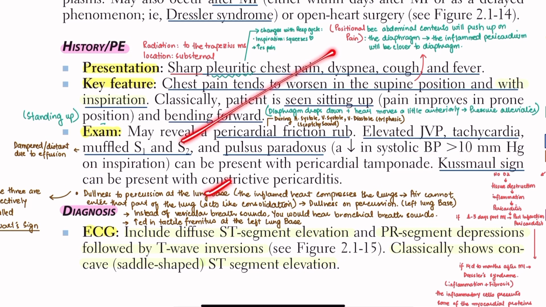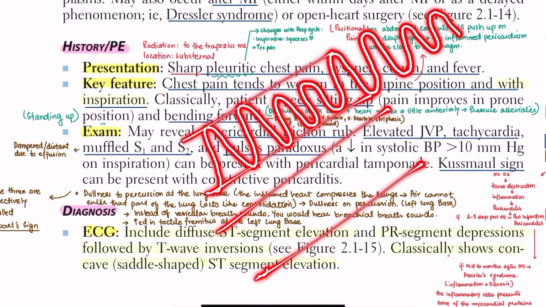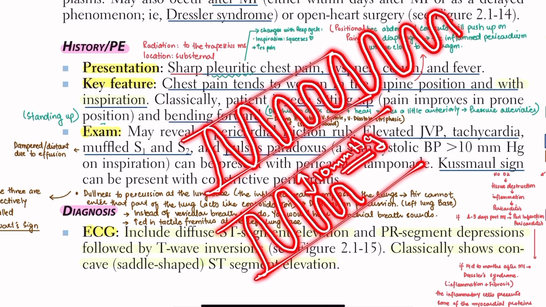inspiration. So basically what happens is normally that when you expire, this is your normal systole. And when you inspire, your systolic blood pressure decreases just a little bit. This is going to be your systolic blood pressure during expiration and then during inspiration. But when this distance becomes more than 10 mmHg, this is called pulsus paradoxus. And it happens specifically in pericardial tamponade.